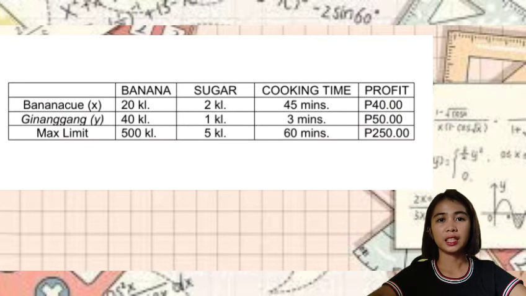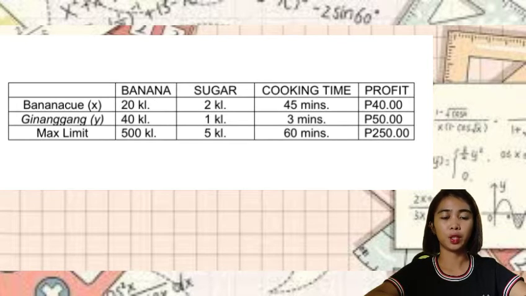There are two types of banana snacks, the banana Q and ginanggang. The resources needed for these snacks are banana, sugar, and cooking time. For banana Q, we need 20 kilos of banana, while for ginanggang, we need 40 kilos. Sugar, we need 2 kilos for banana Q and 1 kilo for ginanggang. For the cooking time, banana Q will be cooked in 45 minutes, while ginanggang will be cooked in 3 minutes. For the maximum limit, banana will have 500 kilos, sugar 5 kilos, then cooking time 60 minutes.